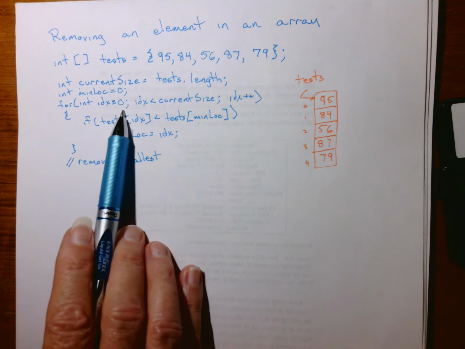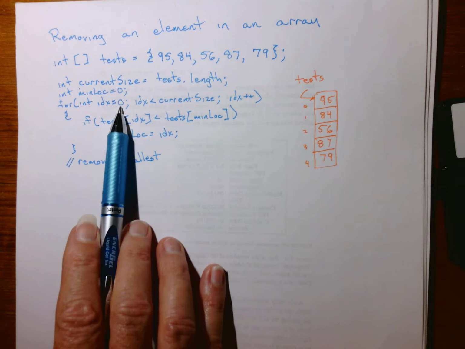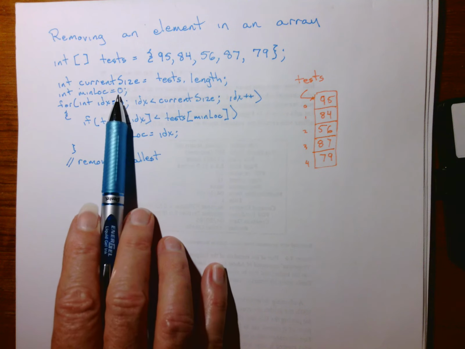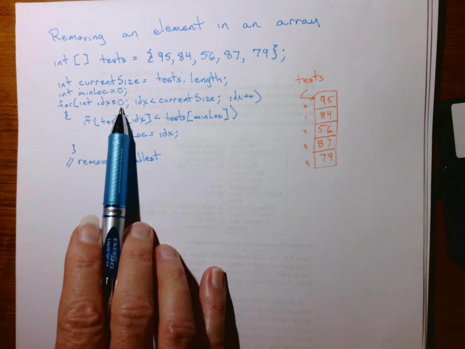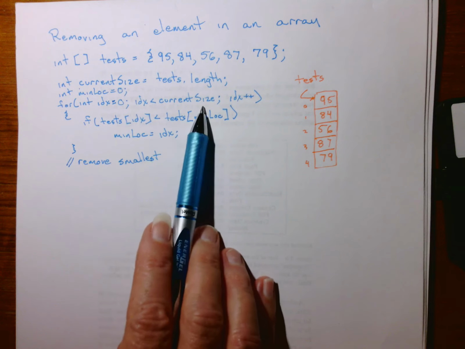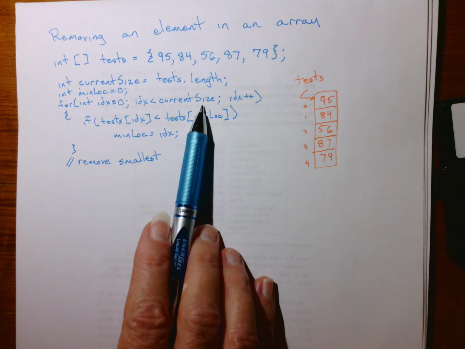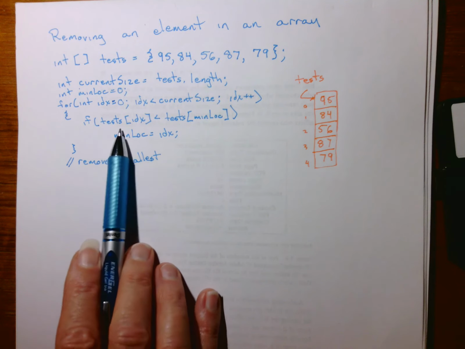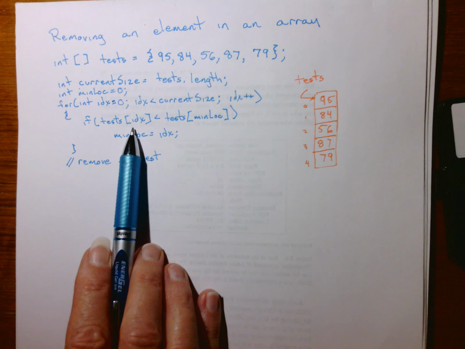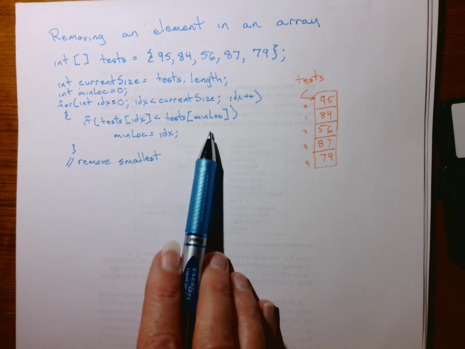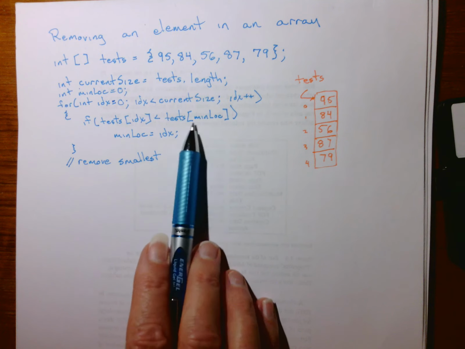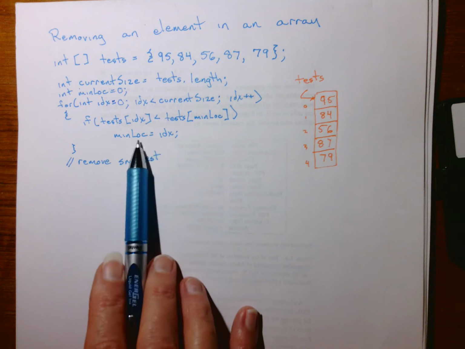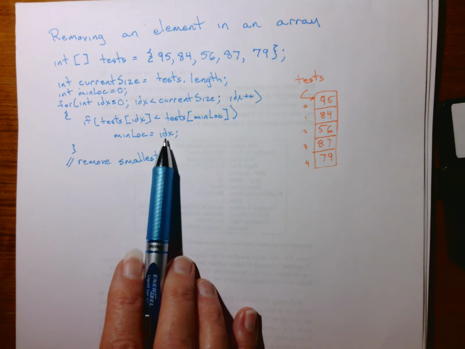Then I'm going to process the rest of the array. Notice I set int idx equal to 0 here. I could have started at 1 because I've already set the smallest location equal to 0, so I could have been a little bit more efficient and started at 1. I'm going to keep looping as long as my idx is less than the current size, and I'm going to add 1 each time. Inside that loop, if tests sub idx, so if the current one is less than tests sub min location, the one that I think is the smallest, then I'm going to set the minimum location equal to the current one.